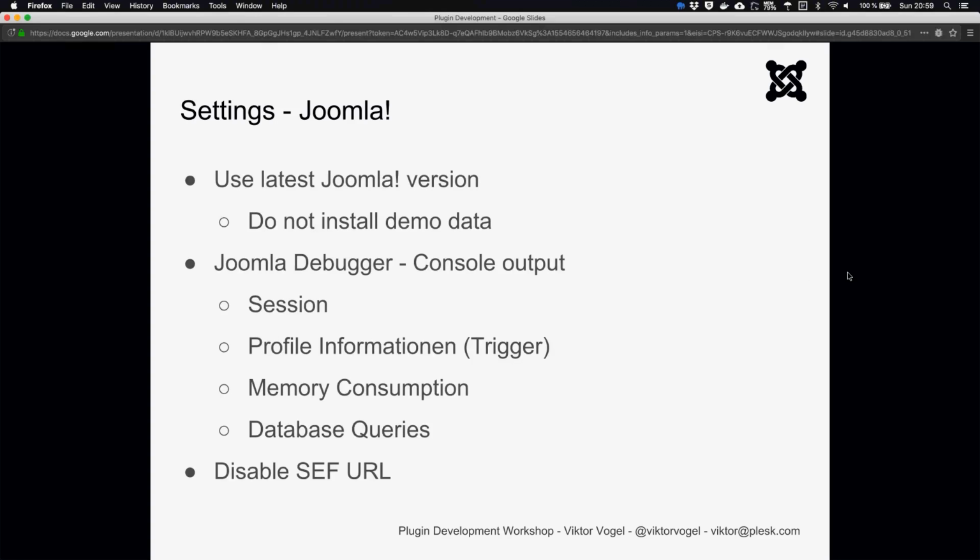So if you are setting up your local environment, what I do is use always the latest Joomla version. And of course, do also some tests with older versions, but I'm developing on the latest versions. I never install demo data. If I need data, I create it myself. Also, take a look, a lot of people are not doing it.